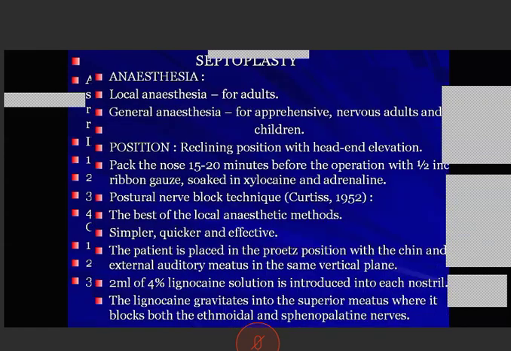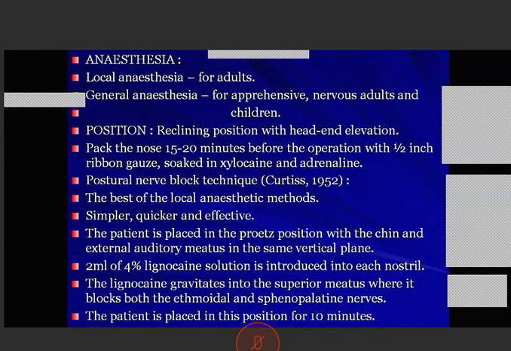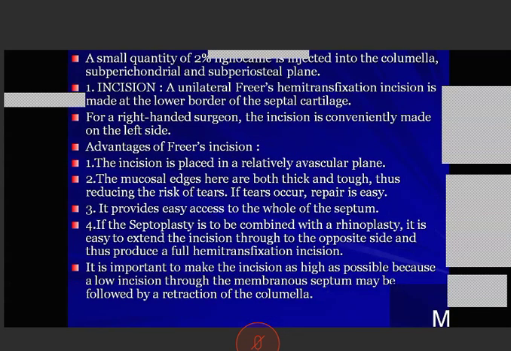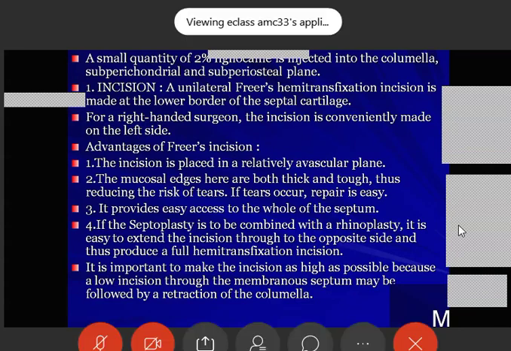So anesthesia, I think the surgeries of the septum we can take in the next class. Okay. What we'll do, shall we complete or we'll take in the next class? Surgeries of the septum. What shall we do? Shall we continue or can we stop?